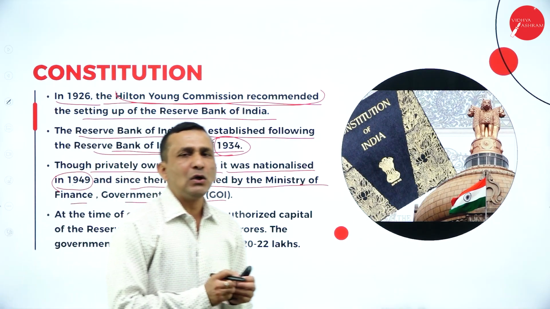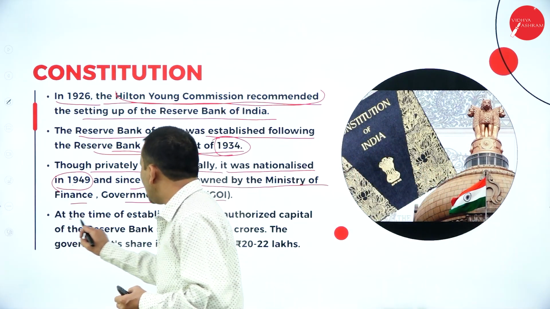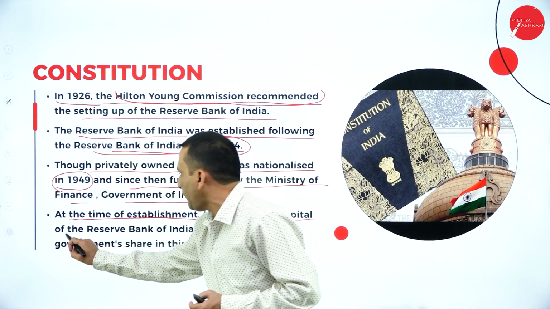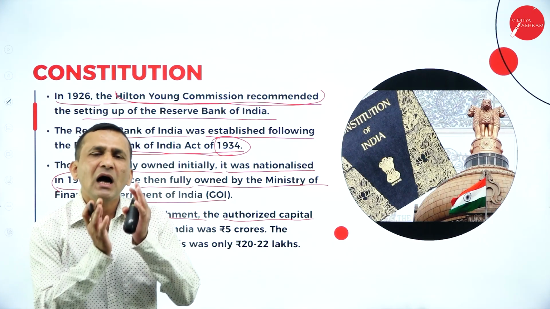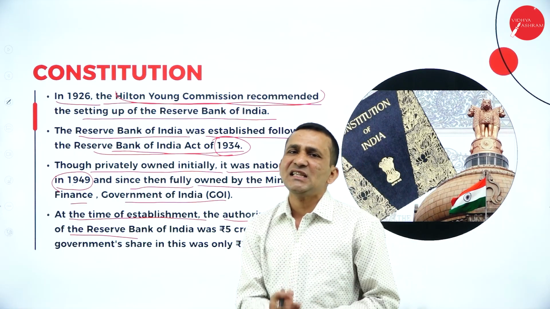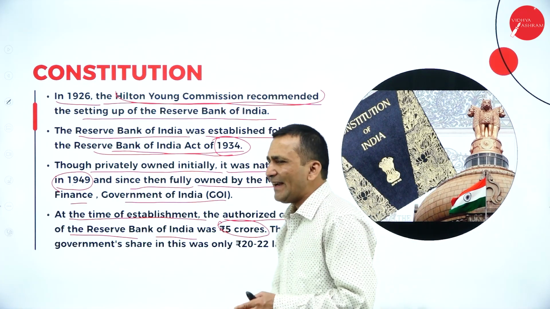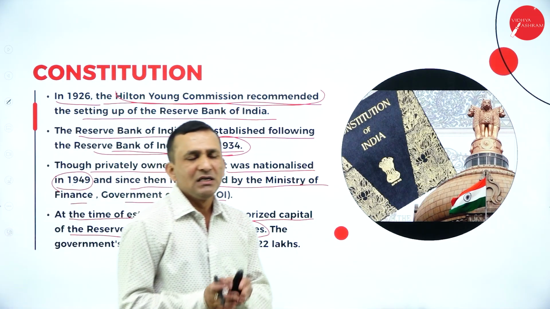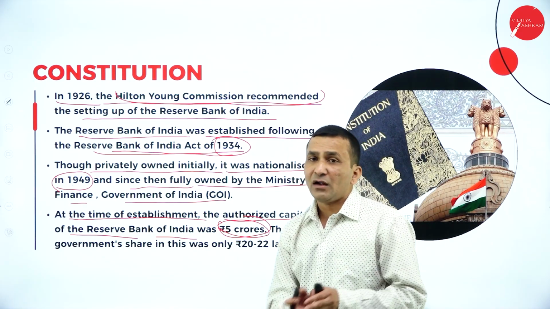So complete control was taken by the Ministry of Finance and the Government of India. At the time of establishment, what was the authorized capital of the RBI? If any financial institution is operating without authorized capital, how are they raising capital? So in India, it was 5 crores. At the initial stage, the authorized capital is required. The capital you can expect the RBI was raising was 5 crores.